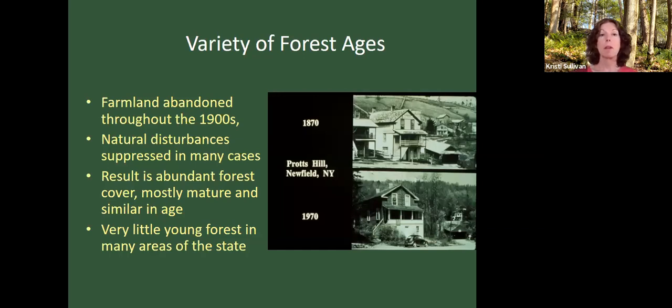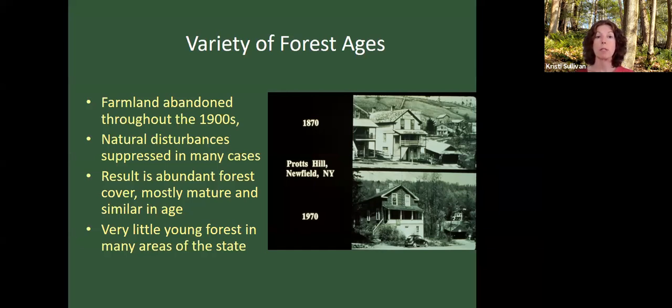In the early 1900s, a lot of farmland was abandoned. They were finding that farmland was not very productive in a lot of areas. And so a lot of land was kind of abandoned. At the same time, in a lot of cases, natural disturbances were suppressed. So, beavers maybe were not allowed to build their dams. Fire would have been put out. There were a lot of natural disturbances that weren't allowed to occur in the way that they may have in the past. And the result was the abundant forest cover that we have today.